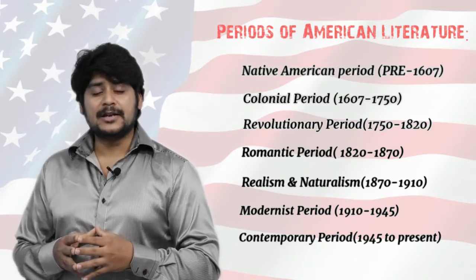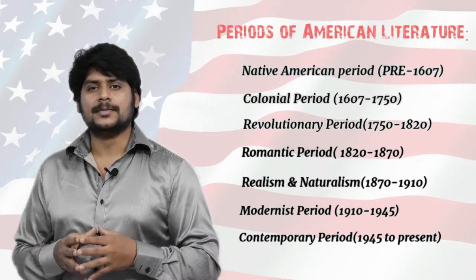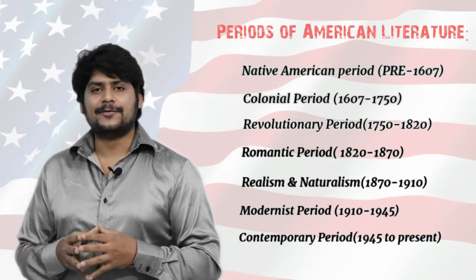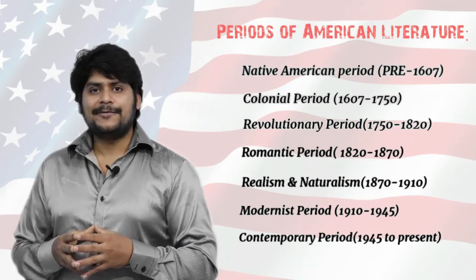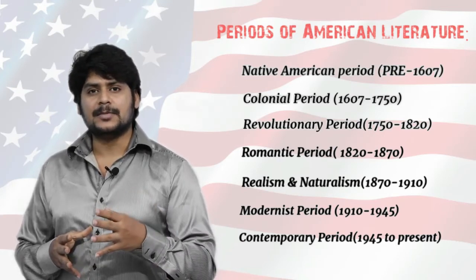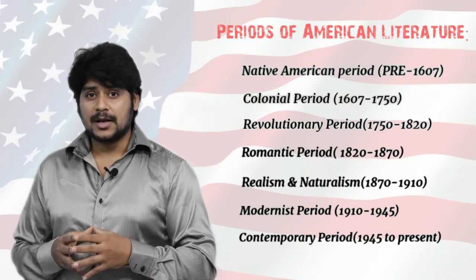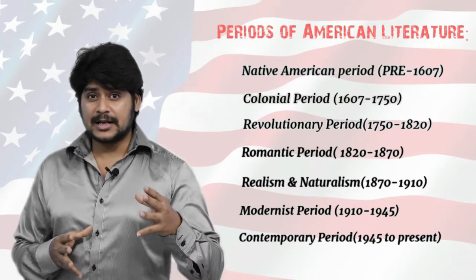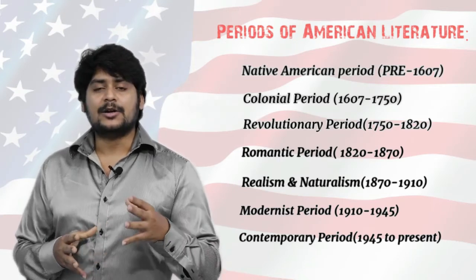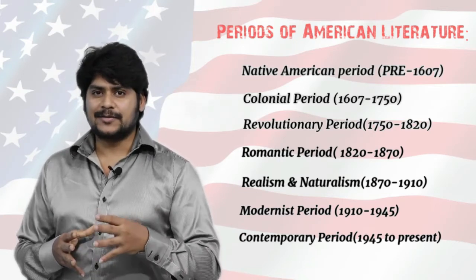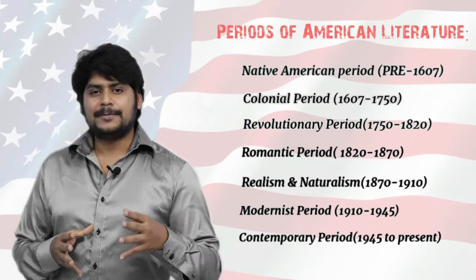After the Romantic Period came Realism and Naturalism. This movement started from 1870 up till 1910. After Realism and Naturalism came the Modernist Period, which started from 1910 up till 1945. Then came the Contemporary Period, which started from 1945 up till the present date.